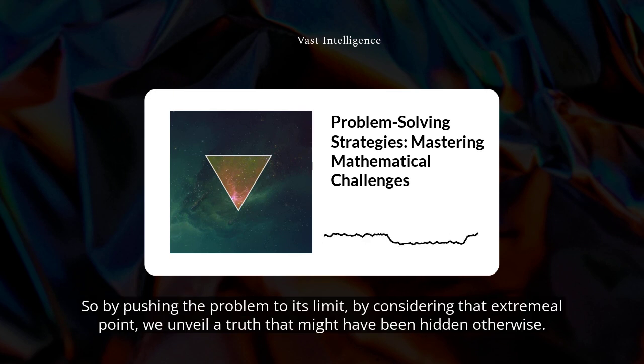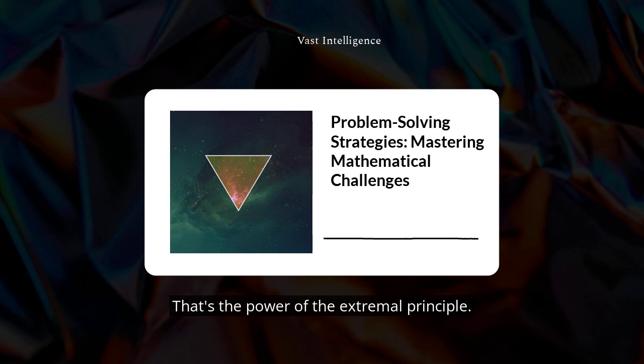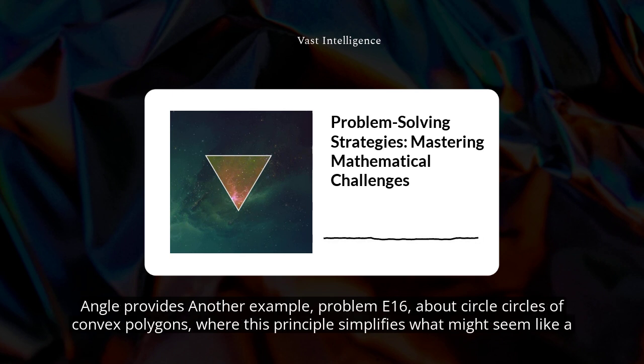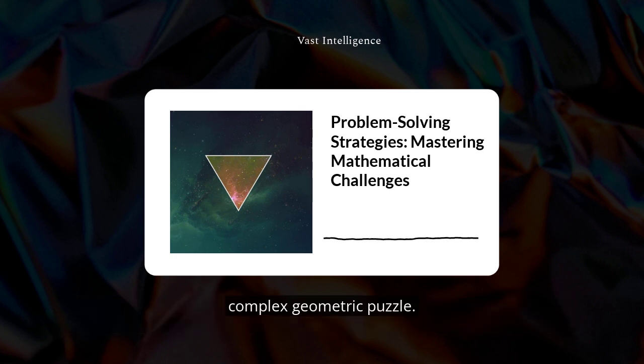So by pushing the problem to its limit, by considering that extremal point, we unveil a truth that might have been hidden otherwise. That's the power of the extremal principle. It's especially useful for existence proofs, demonstrating that a solution exists without necessarily providing a method to find it. Engel provides another example, problem E16, about circles of convex polygons, where this principle simplifies what might seem like a complex geometric puzzle.